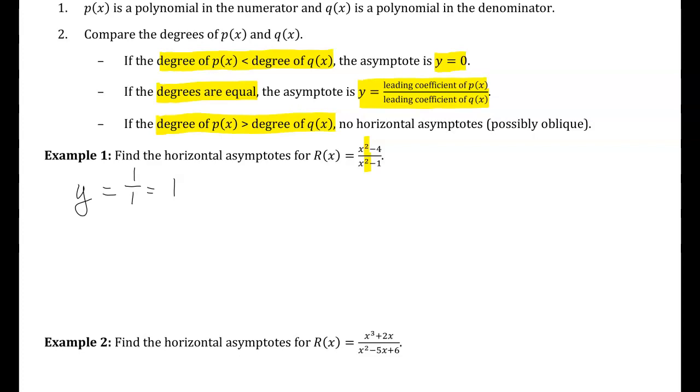Okay, and there would be some vertical asymptotes here, but we won't talk about them in this example.